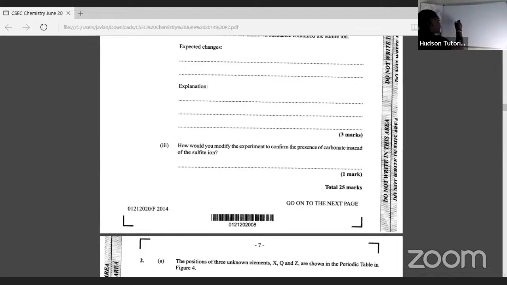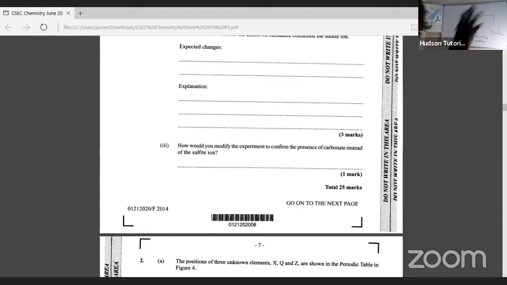Now, remember that the experiment is set up with one solution containing the sulfite and another containing solution Y. So all we need to do is change solution Y to calcium hydroxide. Because when carbonate reacts with calcium hydroxide, it's going to form calcium carbonate and give off carbon dioxide, and you're going to form a milky white precipitate. Pretty much that's so.